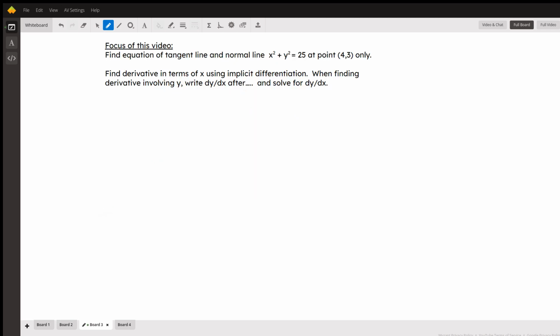So first thing you need to do to find the slope of the tangent line is find the derivative. We need to use implicit differentiation because there's x's and y's. For implicit differentiation, you find the derivative of both sides. The derivative of x squared is 2x. But if you're finding the derivative of a y, you put a dy/dx after it. So the derivative of y squared would be 2y, but we have to put a dy/dx after that. Equals the derivative of 25, which is 0.